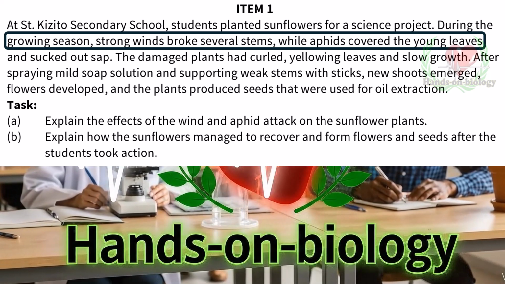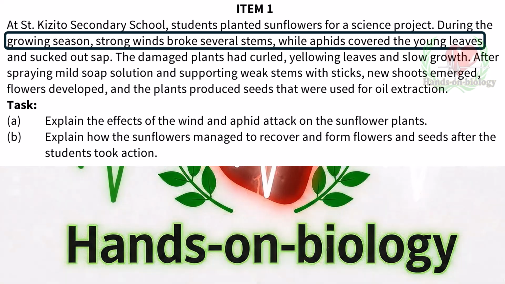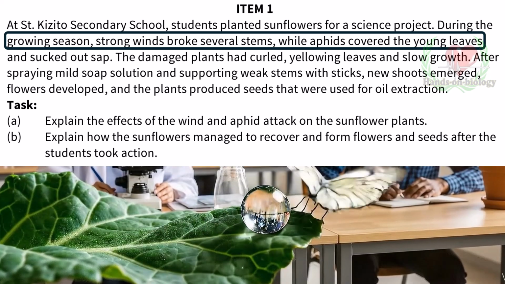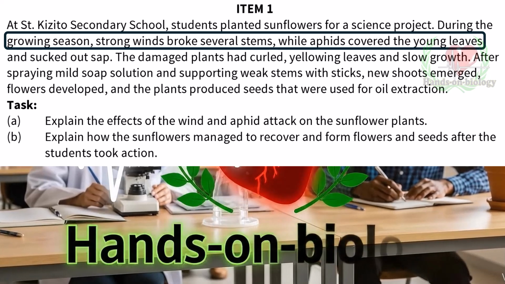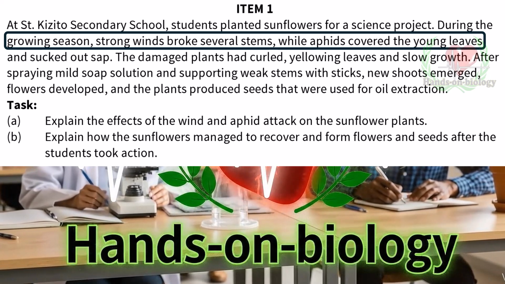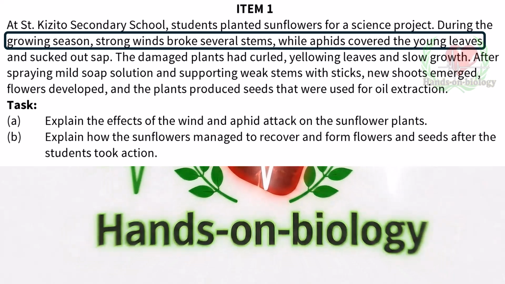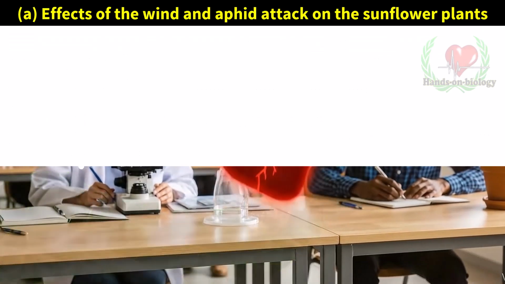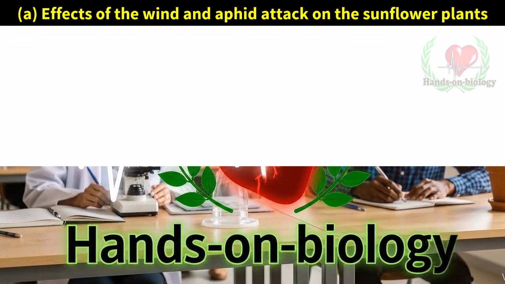Task. Part A. Explain the effects of the wind and aphid attack on the sunflower plants. Part B. Explain how the sunflowers managed to recover and form flowers and seeds after the students took action. Effects of the wind and aphid attack on the sunflower plants.